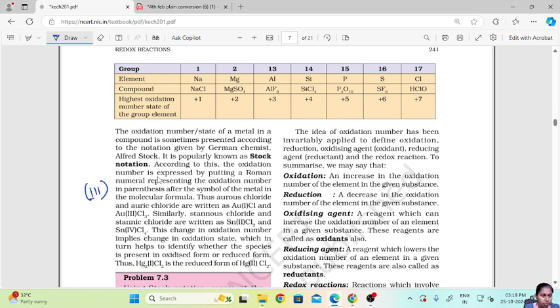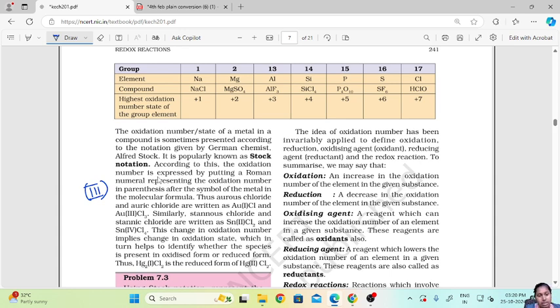Thus, aurous chloride and auric chloride, Au being gold, are called aurous chloride and auric chloride, not gold chloride and gold chloride. In aurous chloride the oxidation state of Au is 1, and in auric chloride it is 3. Similarly, stannous chloride and stannic chloride: in stannous chloride the oxidation number is 2 for stannum, and in stannic chloride it is 4.